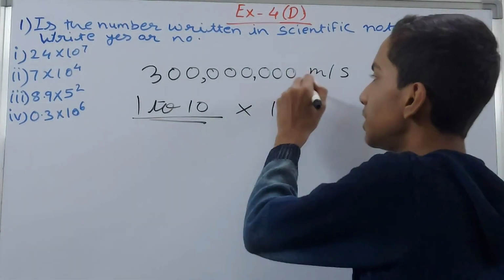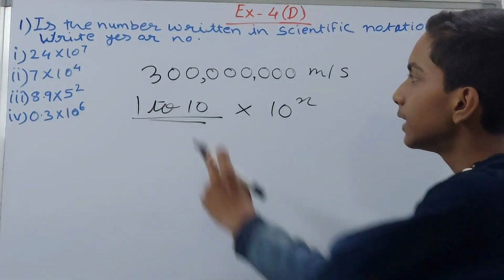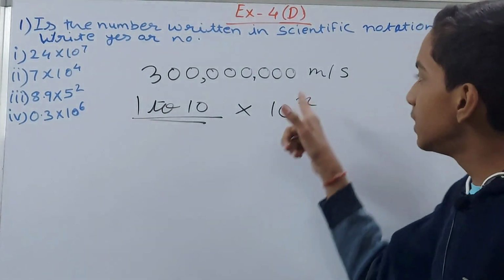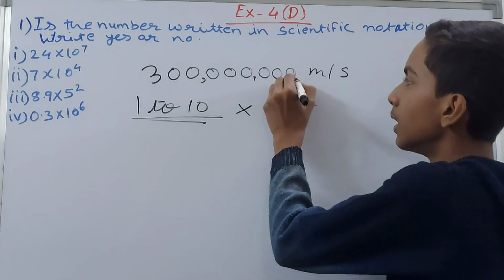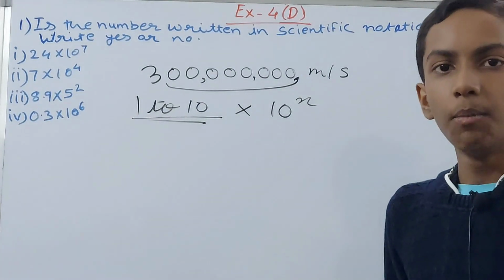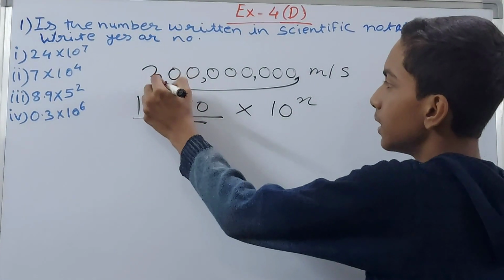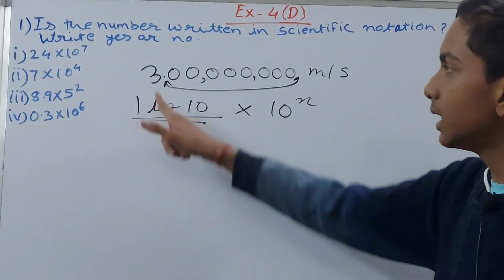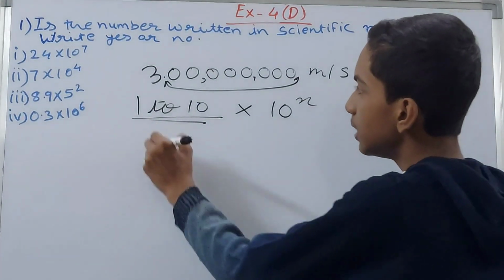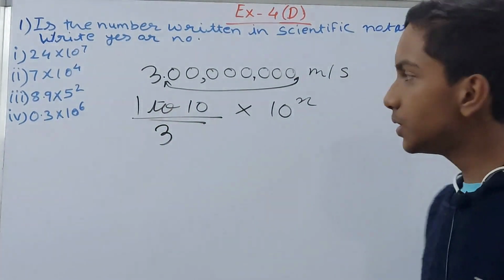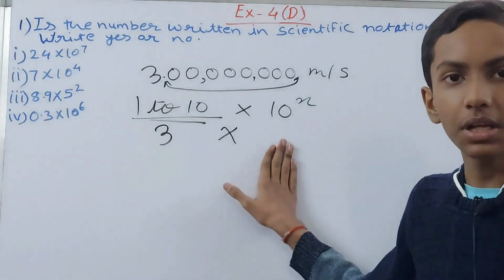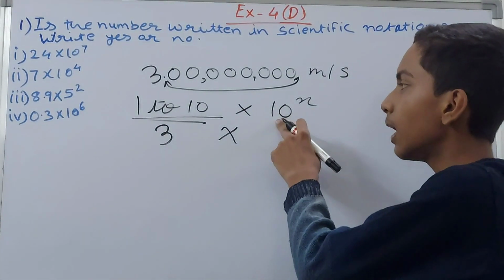In this 300 million, you see that 3 is the number that is between 1 and 10. So we will shift the decimal point. The decimal point is here. Shift it to such a place where you get a number between 1 and 10. So I shift it here, and I have 3 now. So my first number, between 1 and 10, becomes 3. Now the second number that will be written here will be expressed with a power of 10.